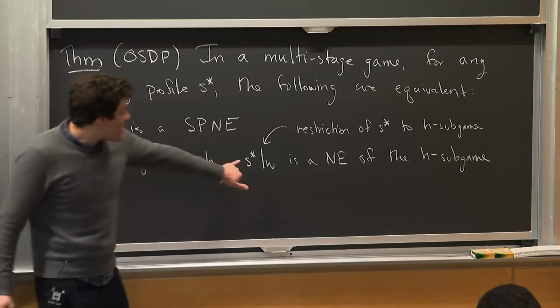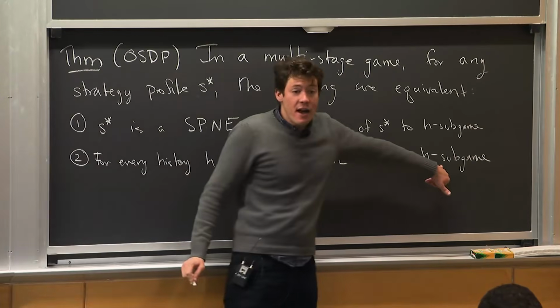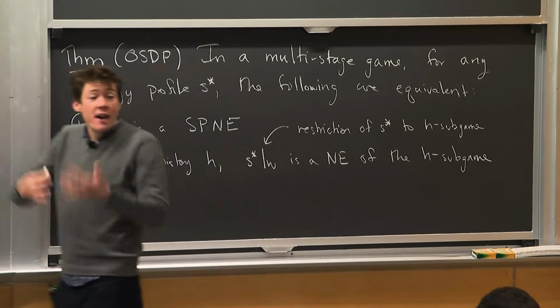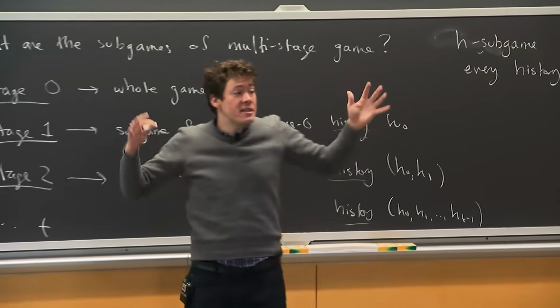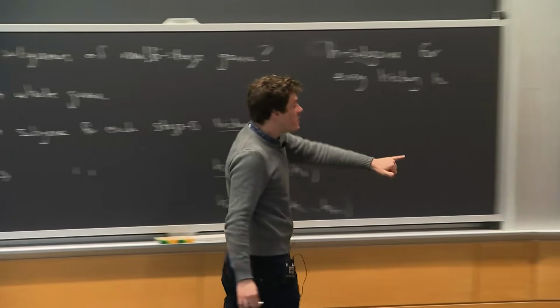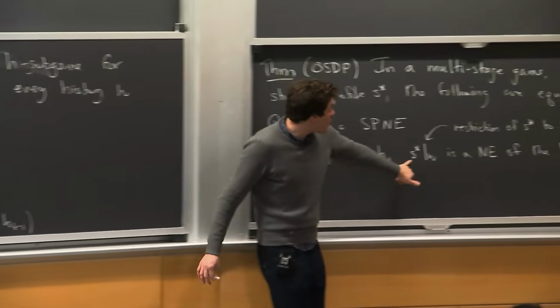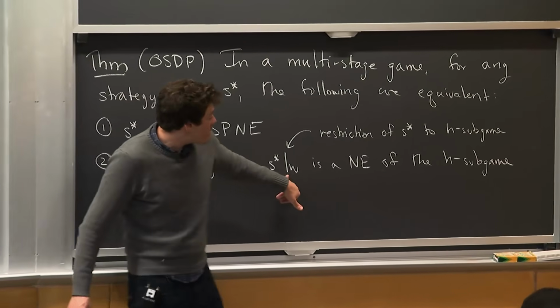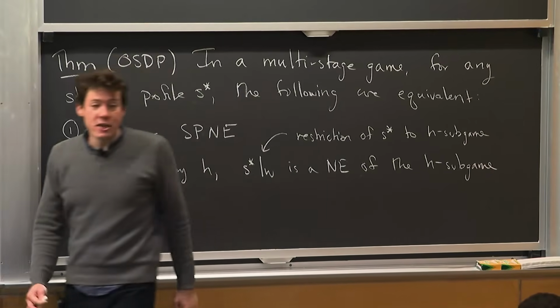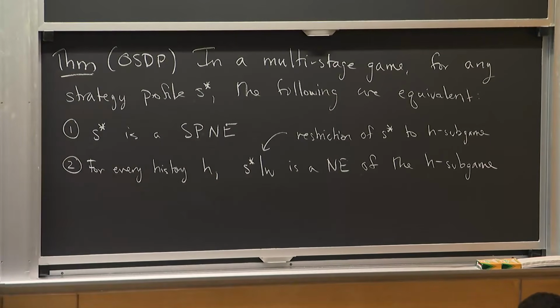Remember, we can't say that S star is a Nash equilibrium of the H subgame because S star is not a strategy profile in the H subgame. It specifies play at all these histories that may not be in that subgame. So here we just focus on the part of the strategies in S star that specify behavior within this particular subgame. So far we haven't really done anything, right?